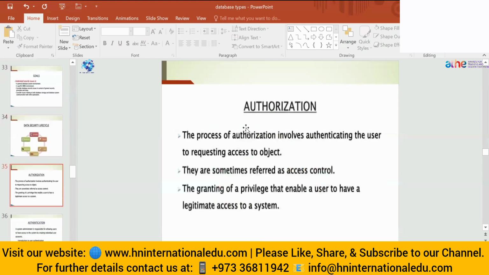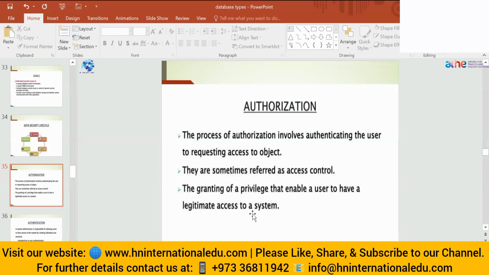Then we have the term authorization. Basically, these are two different terms: authorization and authentication. The process of authorization involves authenticating the user requesting access to objects. This is sometimes referred to as access control: how much control the user has to access resources, the granting of privileges that enable a user to have legitimate access to the system.